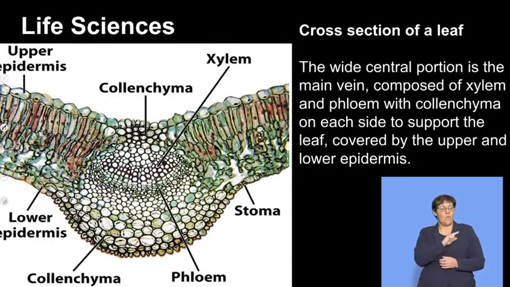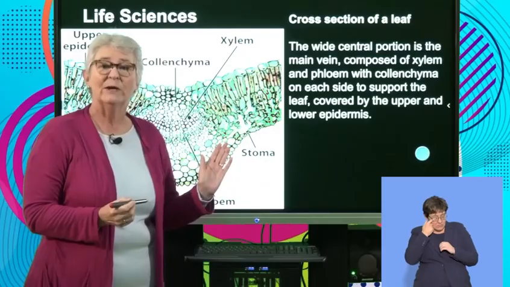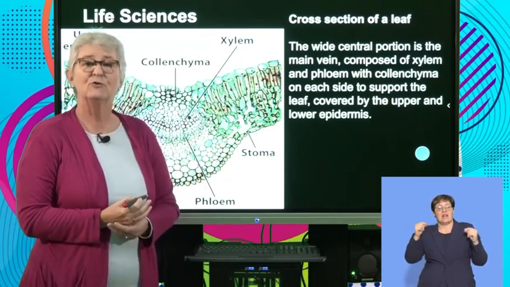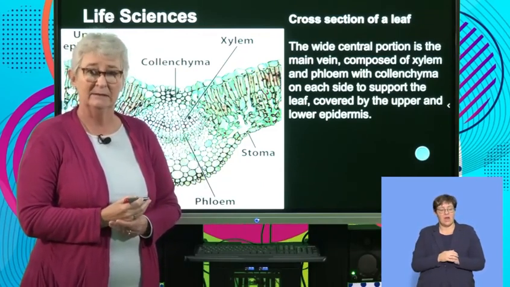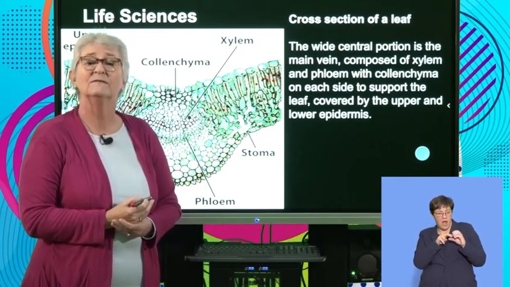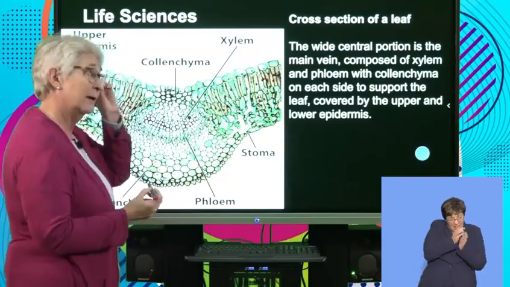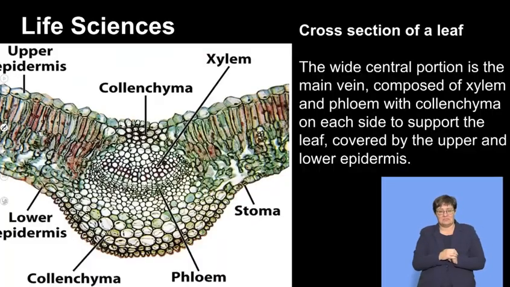Because the leaf is so large, when you look at it under a microscope, you can't fit the whole leaf under the microscope. We tend to look at it in two different sections. And this first section we're looking at is where you have cut the leaf through the main vein, where there's lots and lots of xylem and phloem. So let's have a look at this picture under the microscope.